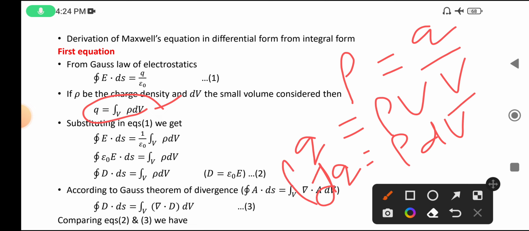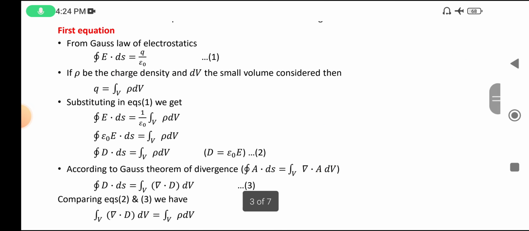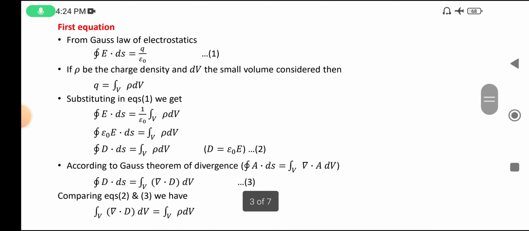Now integrate on both sides within the volume V. Then what do we get? Integration and differentiation cancel, leaving q only. Q is equal to integral rho dV. Okay friends, that is how it comes. If you want to listen again, you can pause and resume.